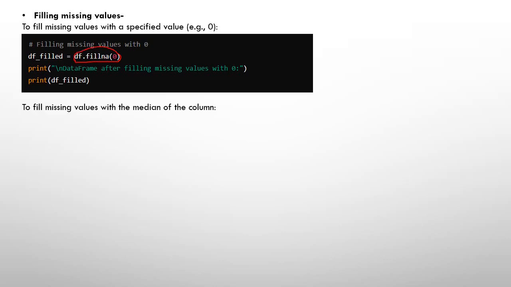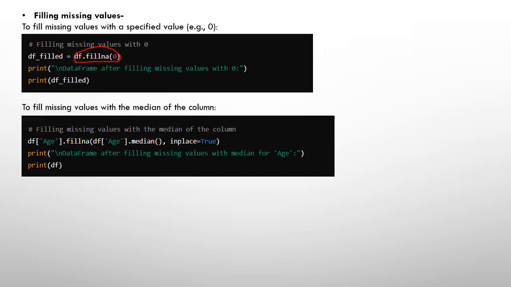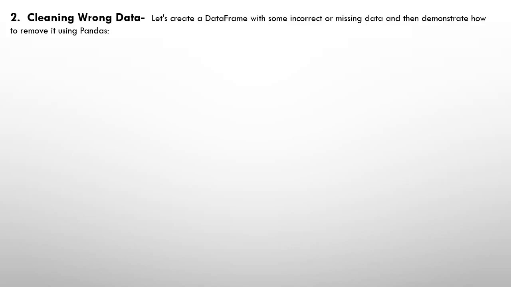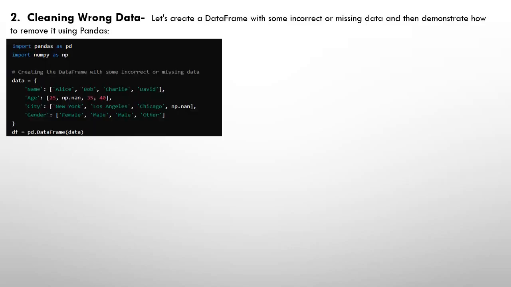If we want to fill the missing value with the median of the column, we'll again use the fillna function, but inside the brackets this time we need to specify the column whose median we need to take and fill it in the missing values. We can also interpolate missing values using the interpolate function. Cleaning wrong data. Let's create a data frame with some incorrect or missing data and then demonstrate how to remove it using Pandas. So in this example, we are first creating a data frame with some incorrect or missing data.